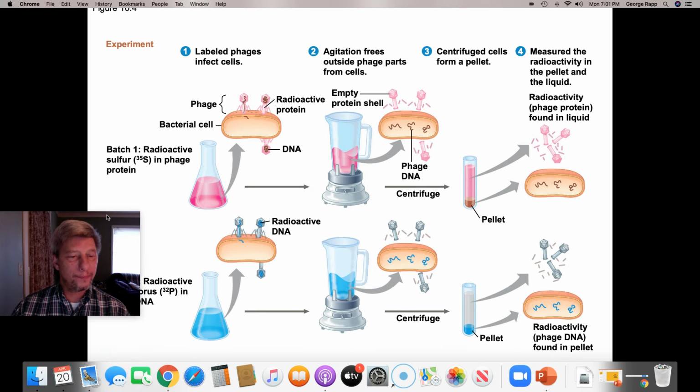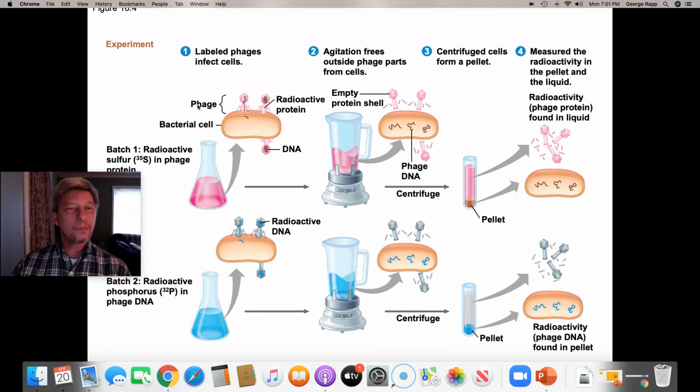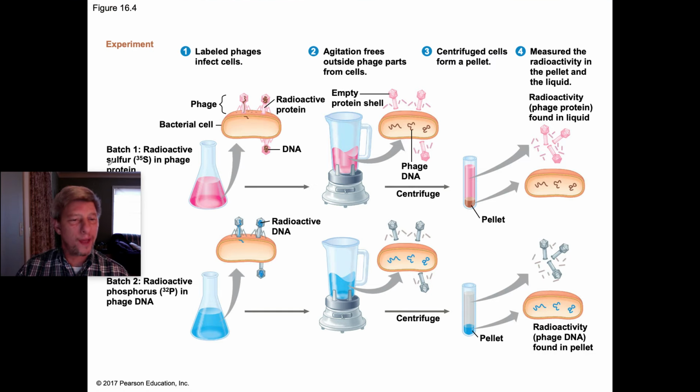Two different steps here. So the first batch had radioactive sulfur, and sulfur is only found in proteins, all right? And so they gave these phages radioactive protein. They allowed the phages to then infect bacteria. They then put them in a blender and shook them up, which shook off the outer coats. And then they centrifuged it and formed a liquid and a pellet. Now the cells formed the pellet, okay?